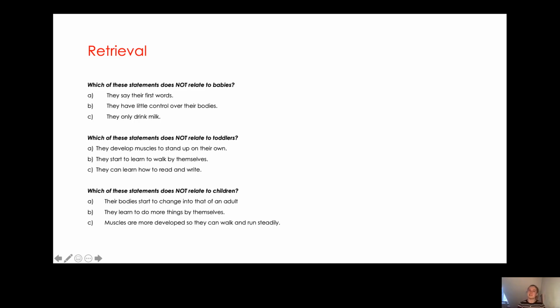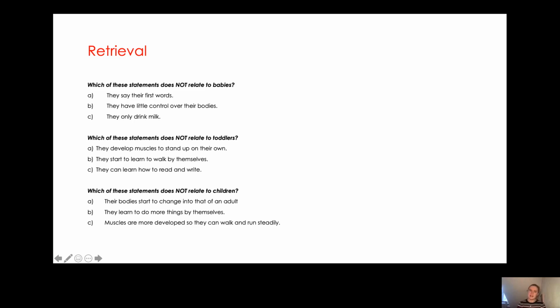Okay, Yeti, let's have a look at the answers together. Number 1, which of these statements does not relate to babies? Is it A, they say their first words, B, they have little control over their bodies, or C, they only drink milk? Well, I know that babies cannot eat solid foods yet, can they? So therefore, they do only drink milk because milk is a liquid. So it's not C, because C definitely relates to babies.